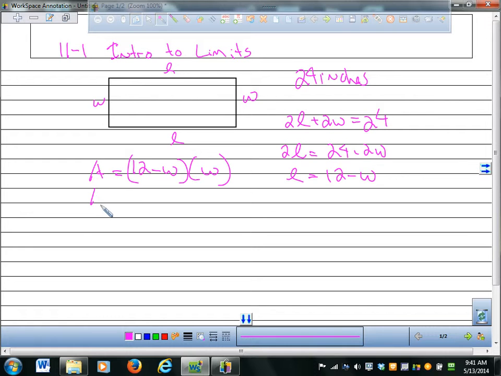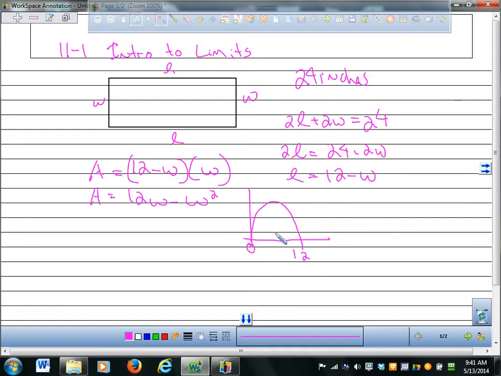What shape will this make if I graph it? It's going to make a parabola that looks something like that. The intercepts are going to be at 0 and 12, right? Because if I set that equal to 0, I have the intercepts here. But what I'm trying to find is this point right here. Looking at the graph, what would that point be?